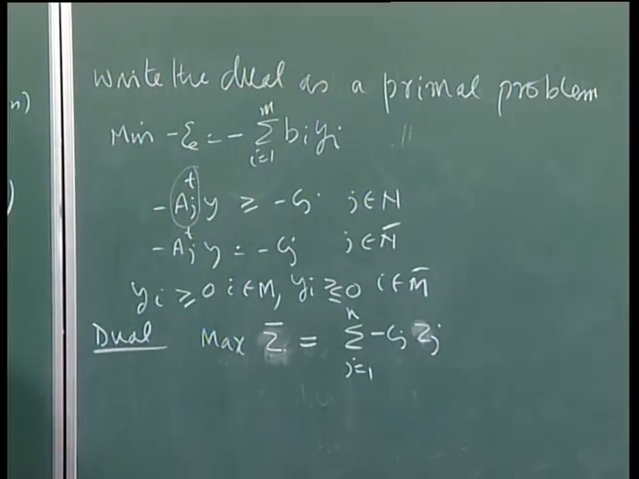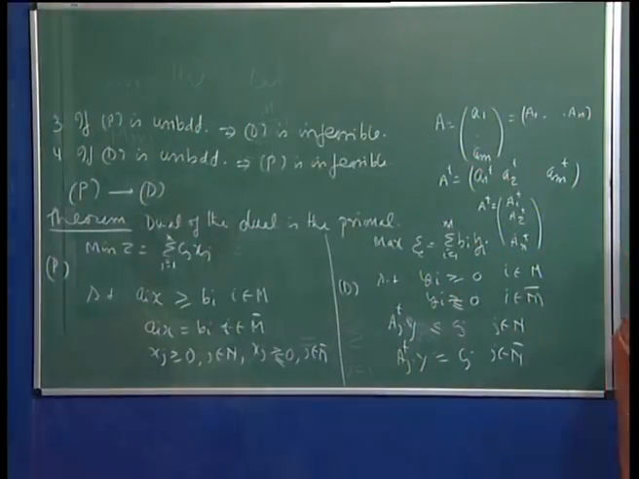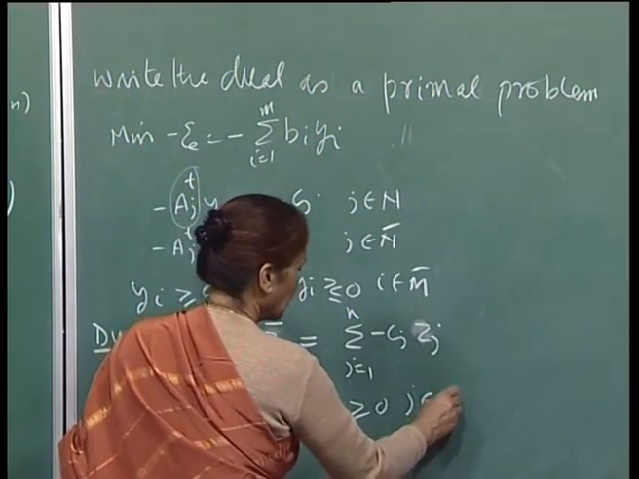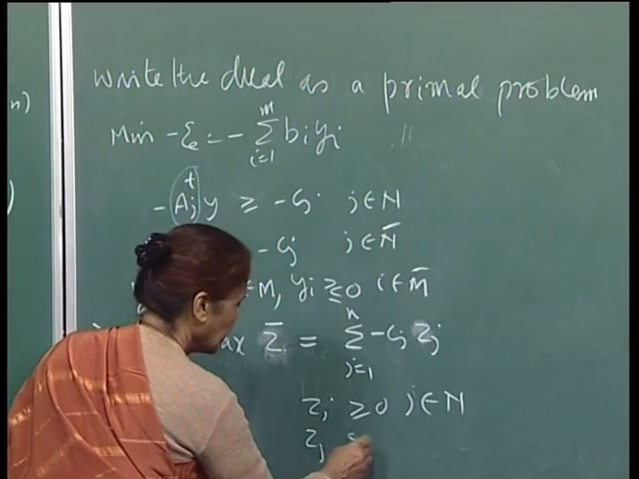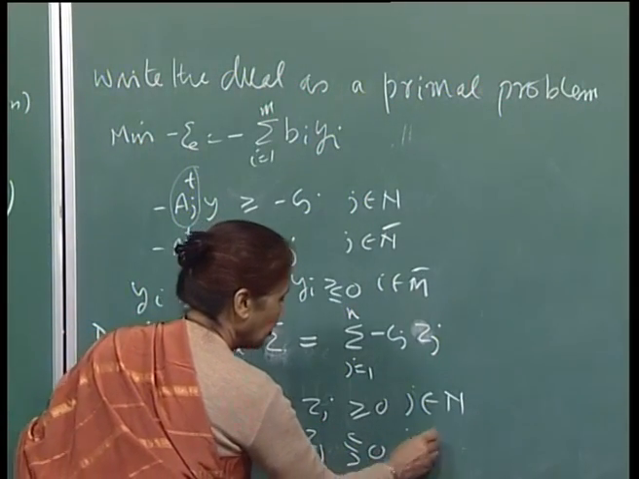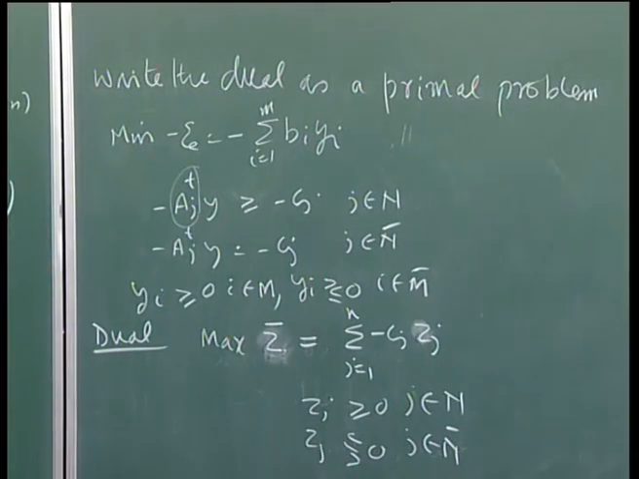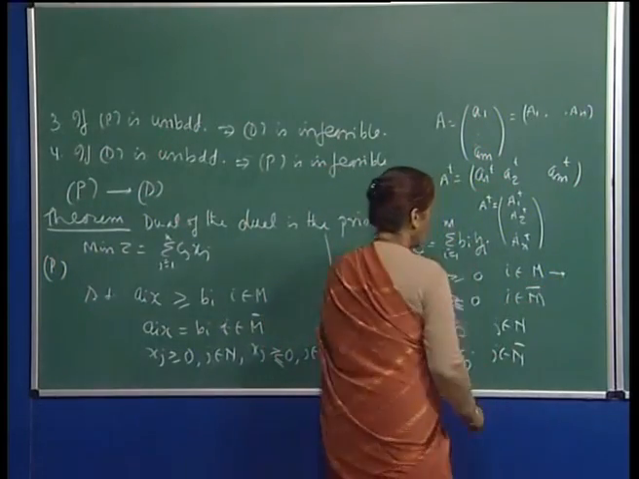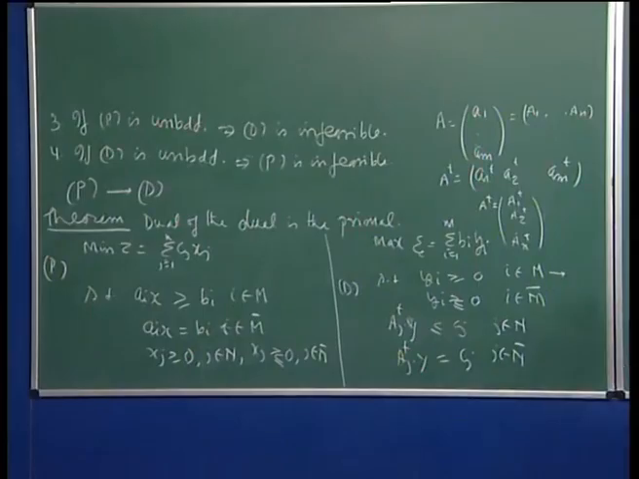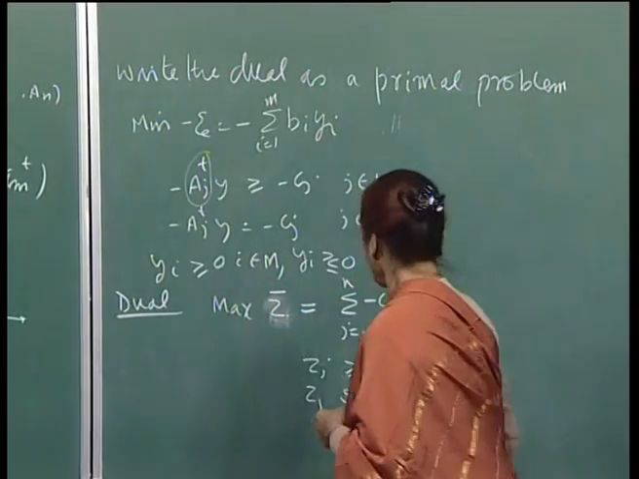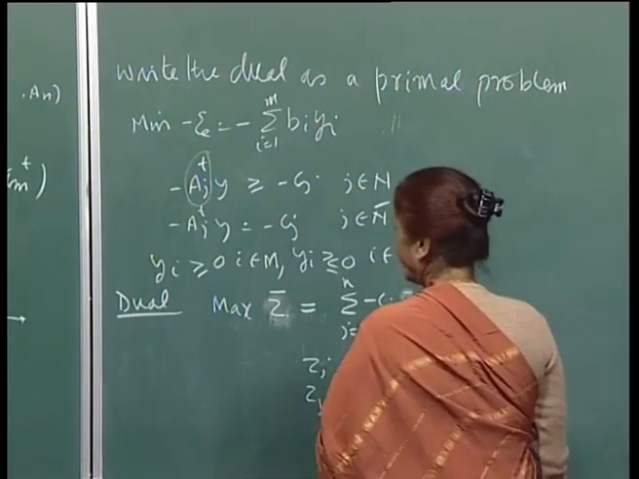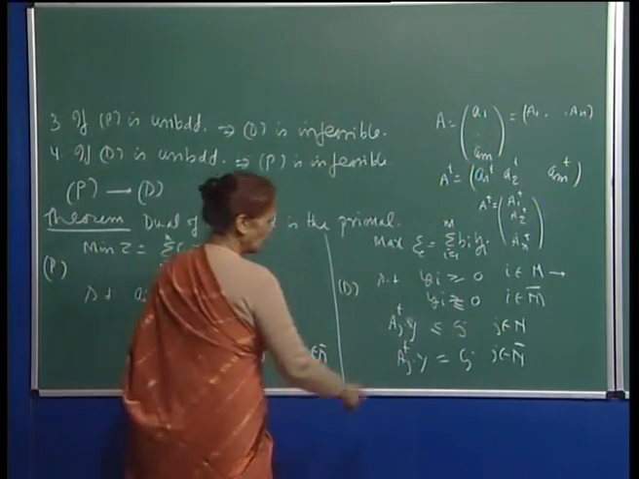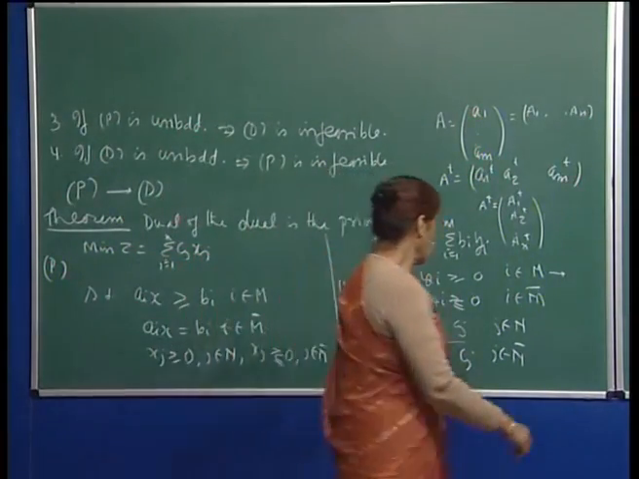So, correspondingly, if you just follow this rule, it will say that Zj is greater than or equal to 0 for j belonging to N, and Zj is unrestricted for j belonging to N bar. Okay. And then corresponding to yi greater than or equal to 0, what is it that you have? From here, greater than or equal to 0, you had this thing here, right. It is just that your matrix is changed here.